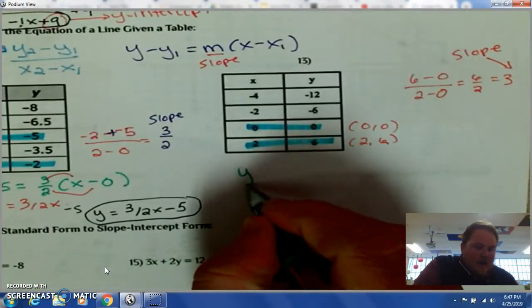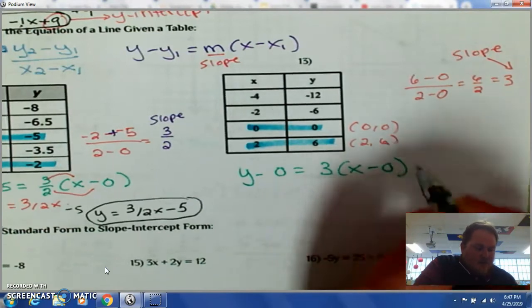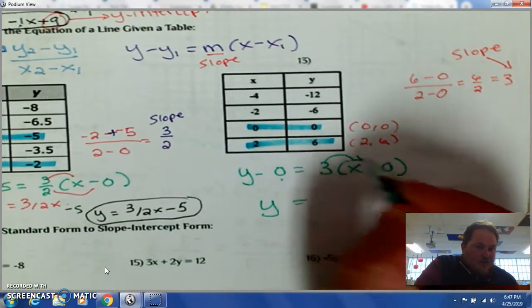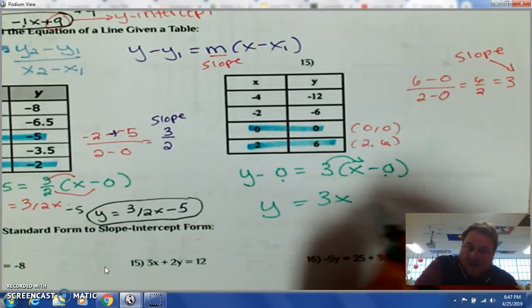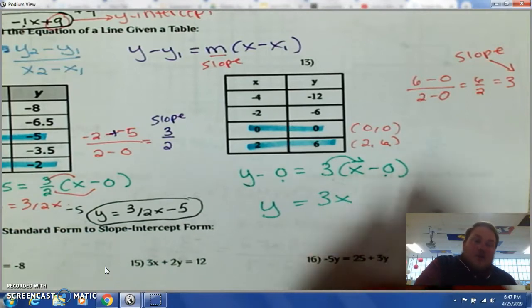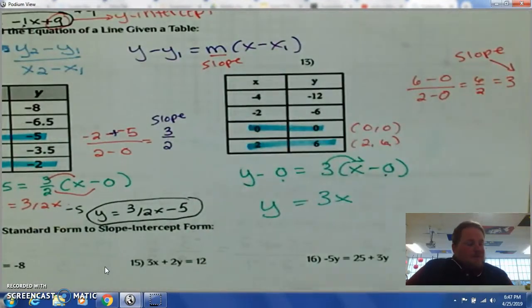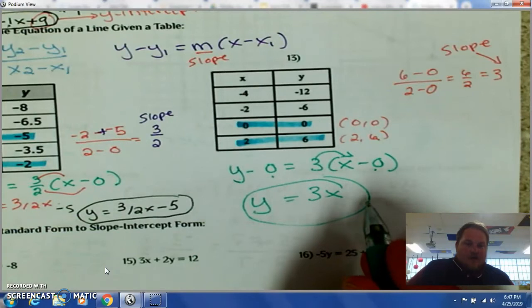So y minus 0 equals 3 times x minus 0. Y minus 0 is just y. And of course you distribute. 3 times x is 3x. 3 times 0 is 0. I don't have to write plus 0. That just means the line goes through the origin. That's your y-intercept, it's 0. And that's your line. Your slope is 3. Your y-intercept is 0.